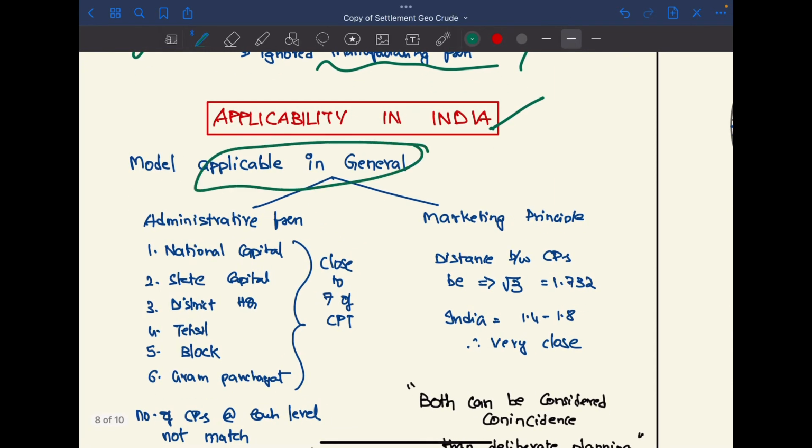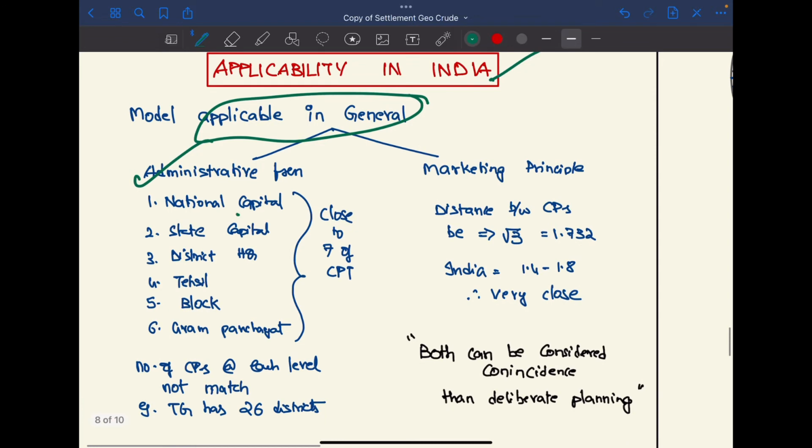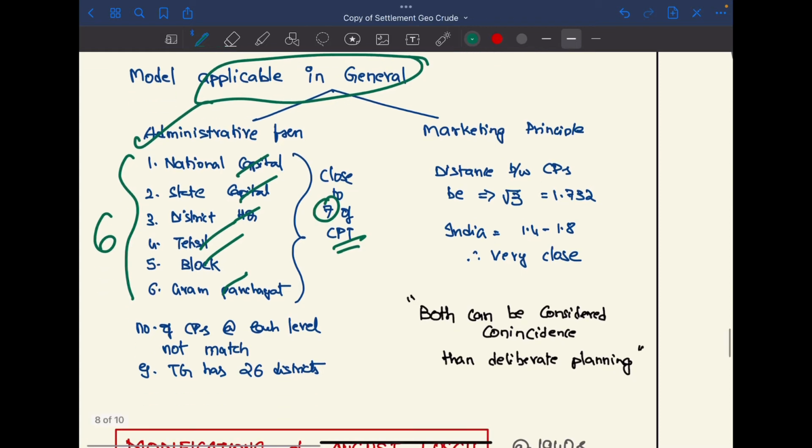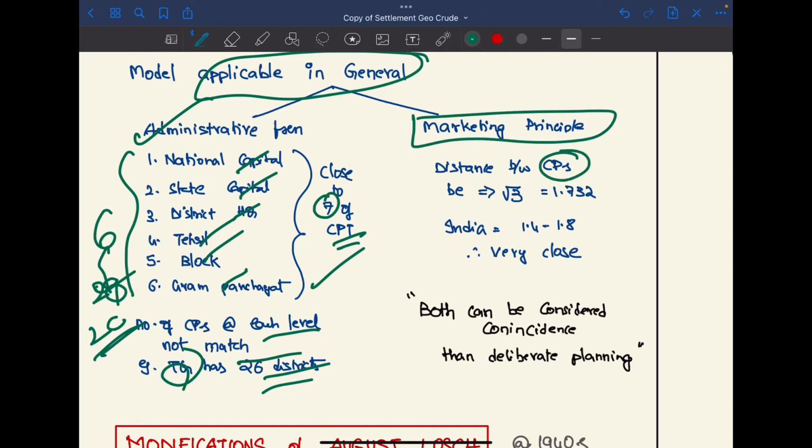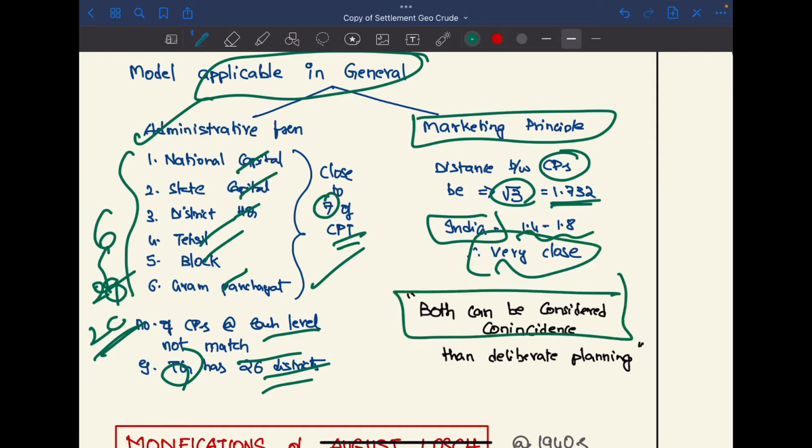It is applicable in general. For example, for the administrative function, we have national capital, state capital, district headquarters, tahsil, block and gram panchayat. Therefore, we have 6 levels, which is very close to 7 of the CPT. But it does not apply at the state level or district level, because India has 29 or 28 states, and for example, Telangana has 26 districts. So this won't apply in the second level of hierarchy. And for the marketing principle, the distance between central places must be root 3, which is 1.732. In India, it is 1.4 to 1.8, which is very close. But both of these can be considered a coincidence rather than a result of deliberate planning.